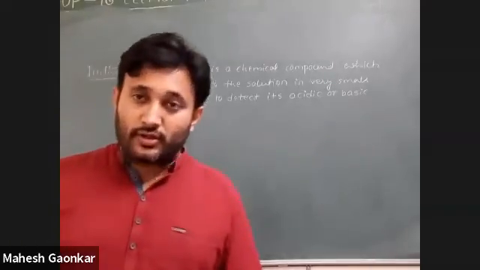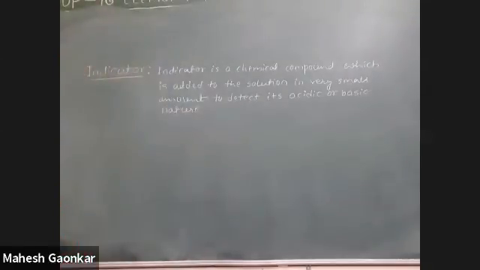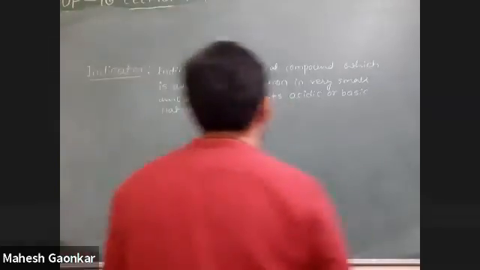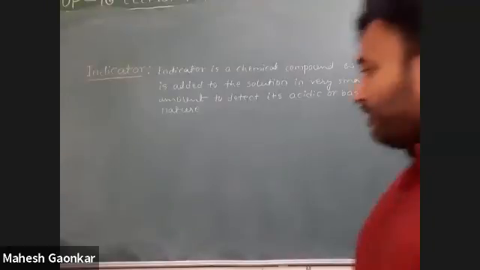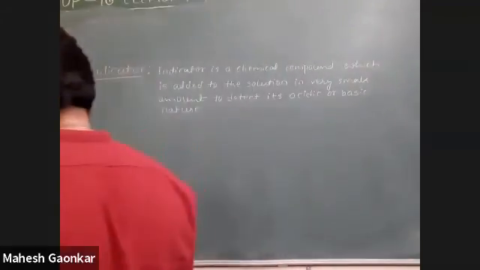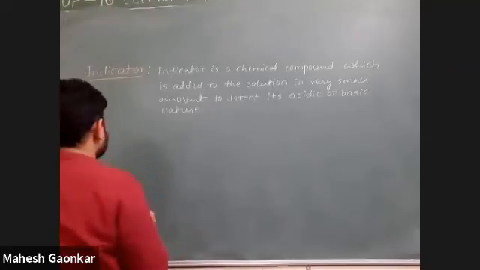So if they ask to define indicator, how do you define it? It is a chemical compound which is added to the solution in very small amount to detect its acidic or basic nature. In that, the first one is litmus.